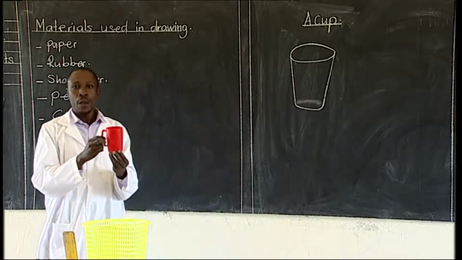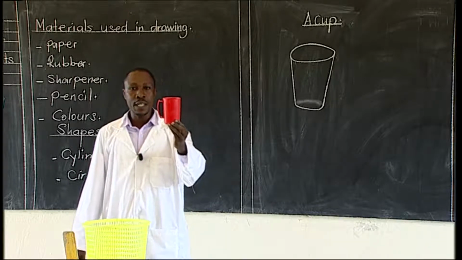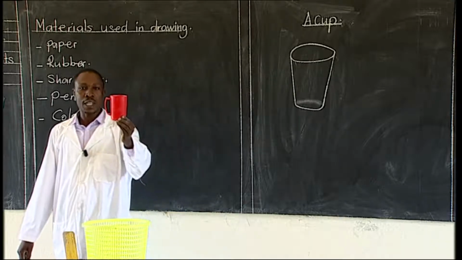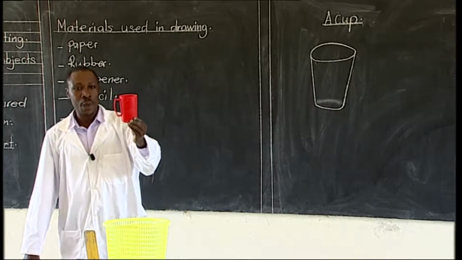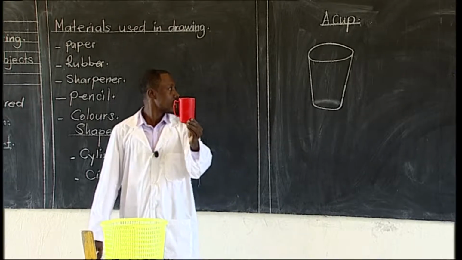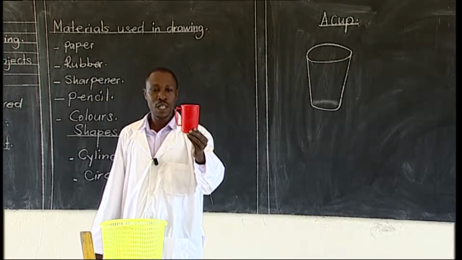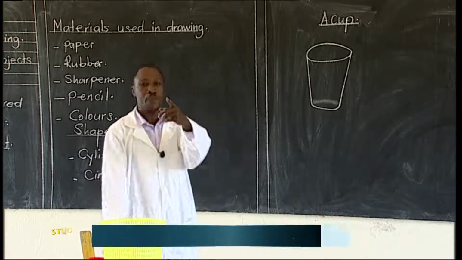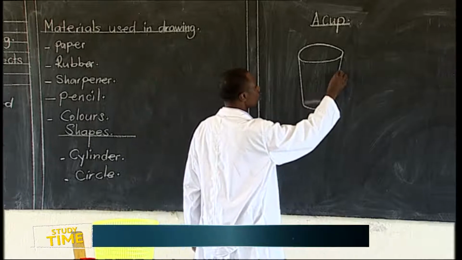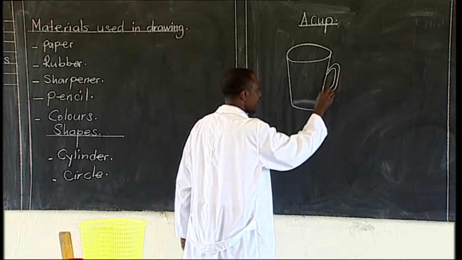Then after, you'll ask yourself, what is missing there? Class, tell me, what is missing on this cup? Good. Who can tell me? I want a boy. Who can tell me what is missing on our cup? Good. Yes. Excellent. Marvelous. Clap for him. Clap, clap, clap. Good. Excellent. We are missing a handle. A handle here. Good. We are missing a handle.